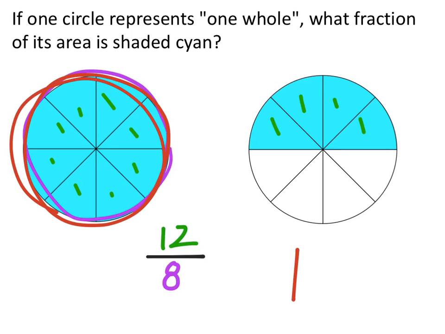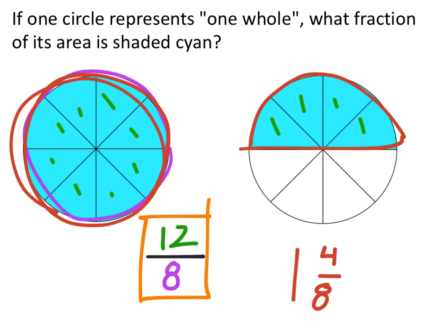But in any case, I've got 1 whole pi. And then from there, I've got these 4 pieces. And then this is 8th size pieces, right? So 1 4/8 would be the unsimplified mixed number. I think what they really wanted was this improper fraction right there.